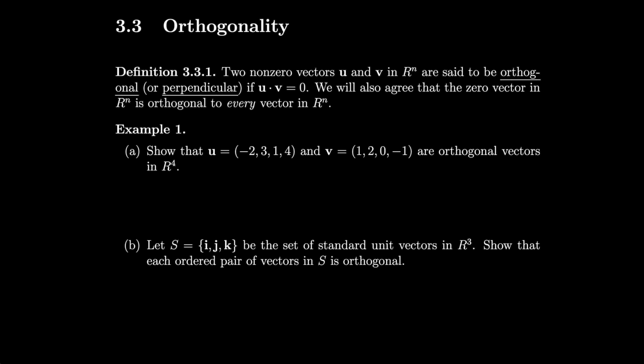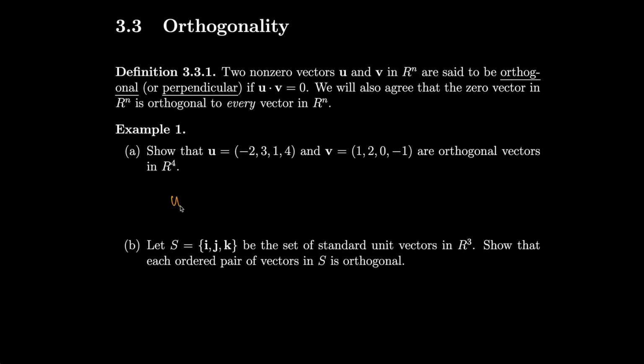Section 3.3, Orthogonality. Two non-zero vectors u and v in Rn are said to be orthogonal, or perpendicular, if their dot product is zero. We will also agree that the zero vector in Rn is orthogonal to every vector in Rn. As an example, let's show that these two vectors u and v are orthogonal vectors in R4.